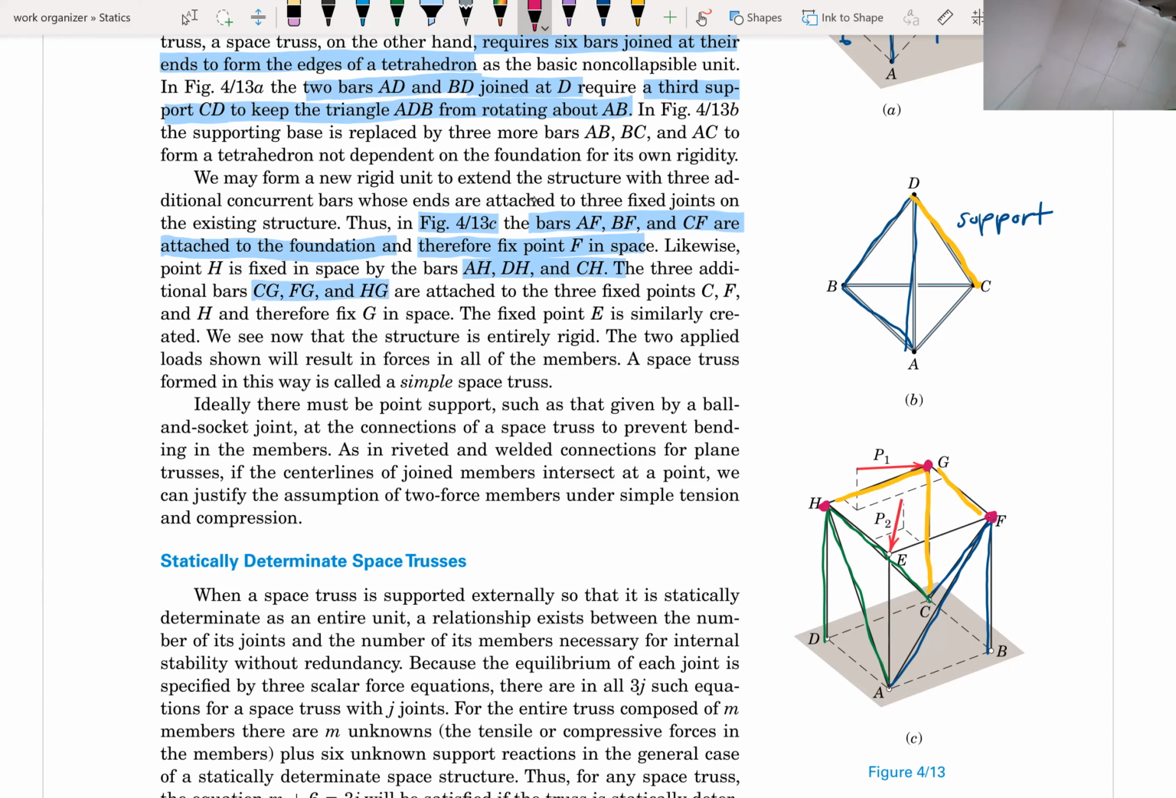Fix at G point. Okay, and then so this structure we call it a space truss. So a space truss is formed. A space truss formed in this way is called simple space truss. So this is an example of simple space truss.